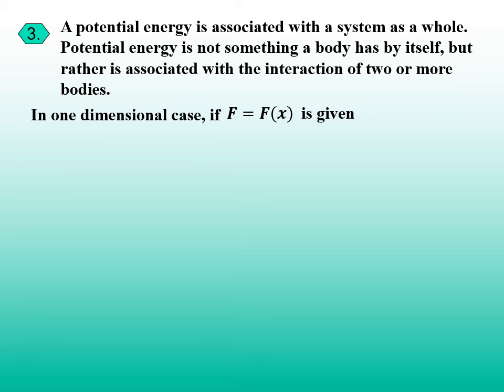A potential energy is associated with a system as a whole. Potential energy is not something a body has by itself, but rather is associated with the interaction of two or more bodies. The gravitational potential energy is associated with the Earth and the object. The spring potential energy is associated with the spring and the object.